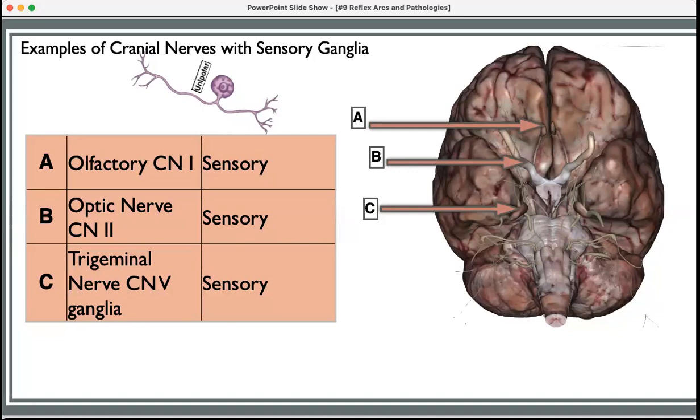The optic nerves, as shown in B, the ganglion for them are actually in the back of your retina. And then here is another view of the cranial nerve 5, the trigeminal ganglia, near the base of the brain. So the ganglia are outside of the brain, they're next to the brain, but they still represent unipolar cell bodies.